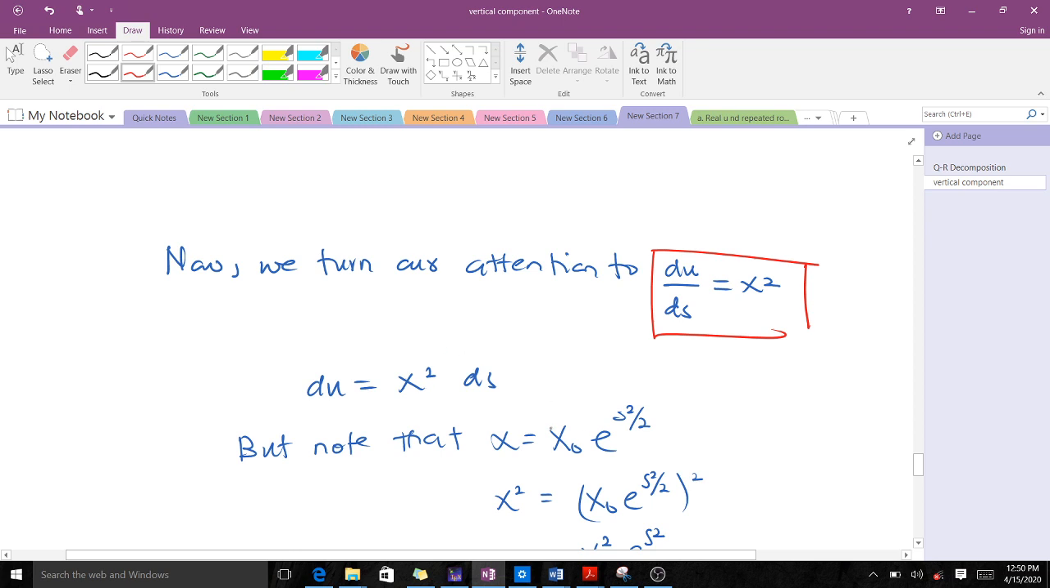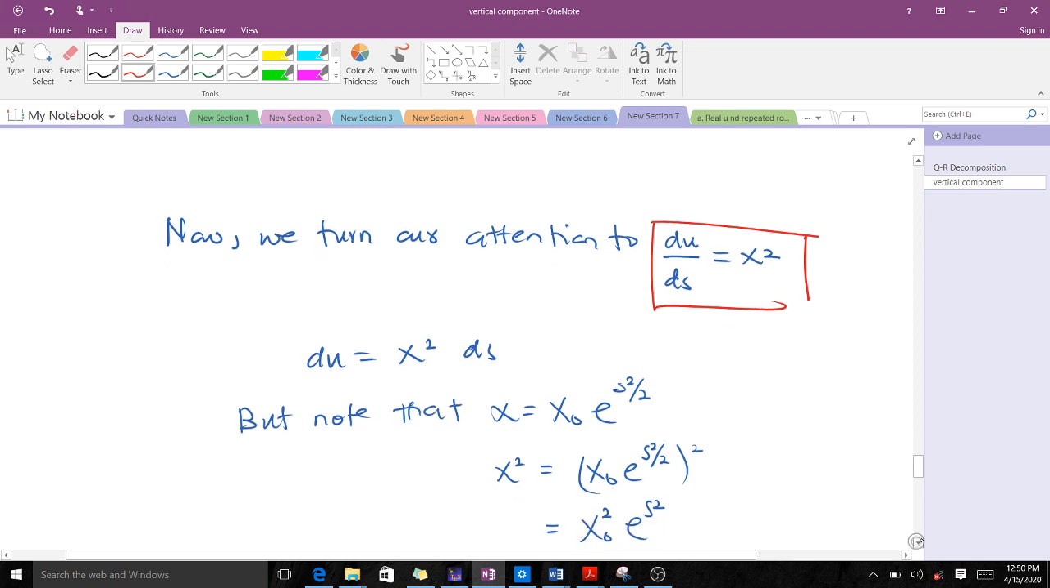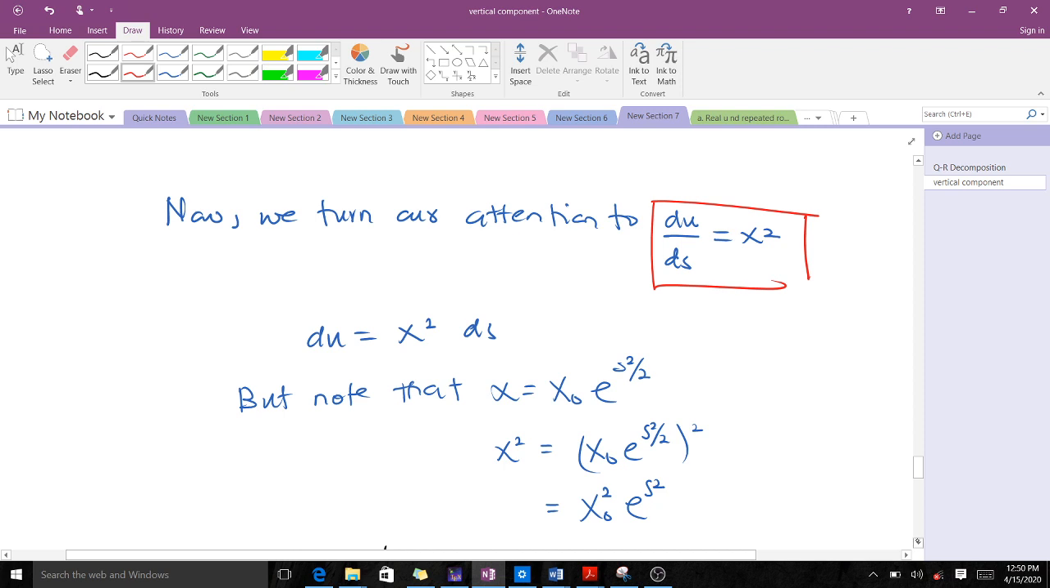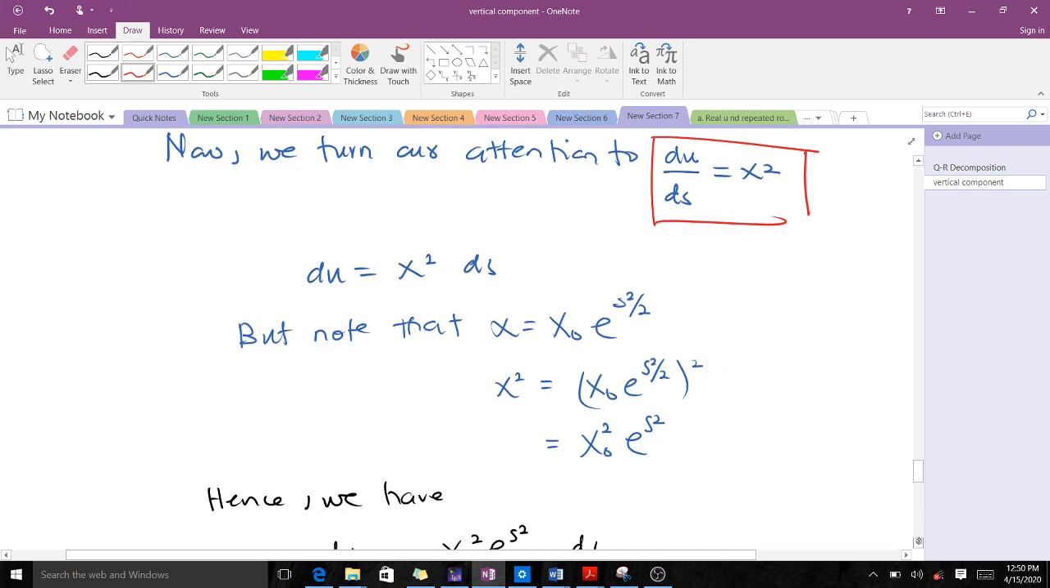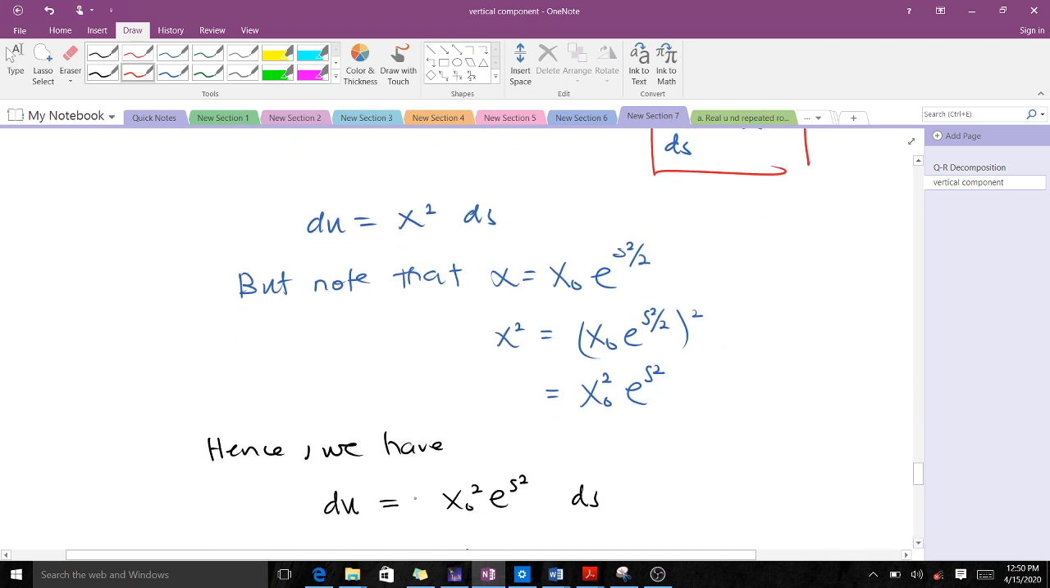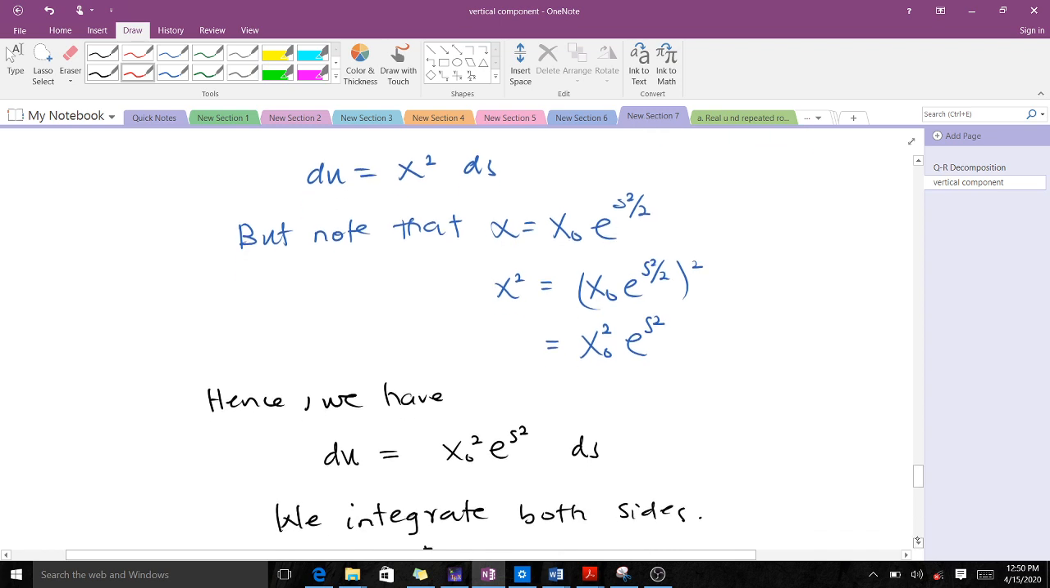So when you try to find s squared, squaring both sides, we are going to end up with x naught squared e^(s²). So hence the u, which is equal to x squared, instead of x squared you put this there, because that's the transformation we've done. Right? Then we integrate both sides.